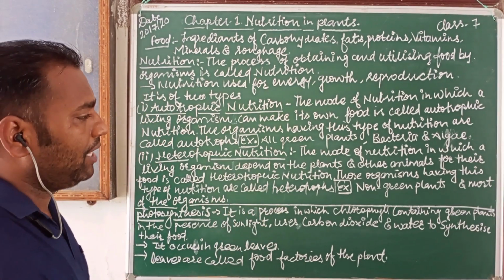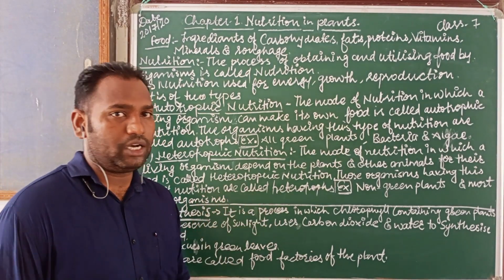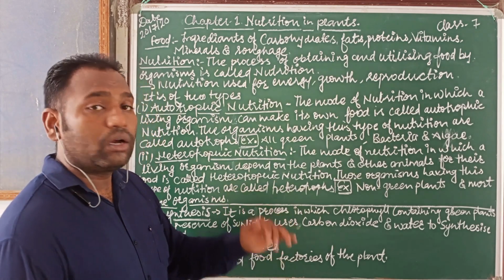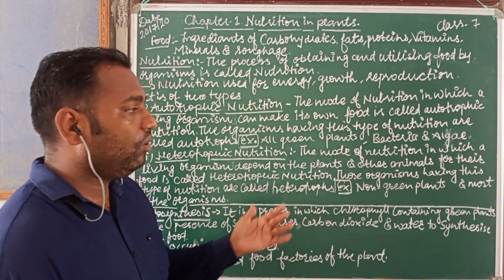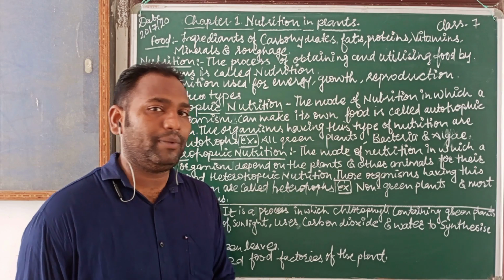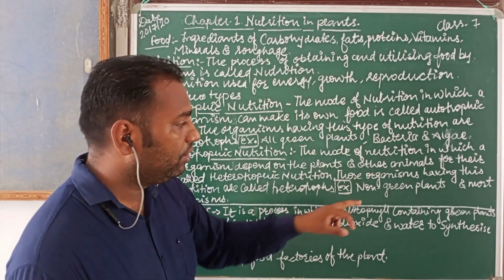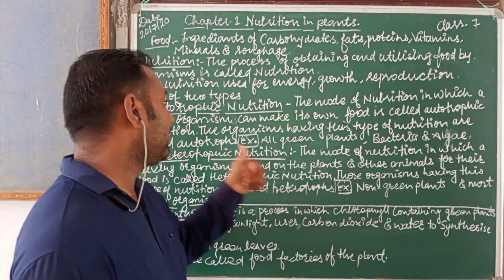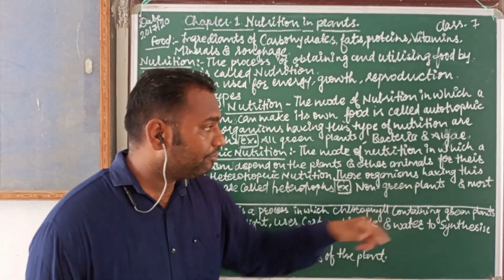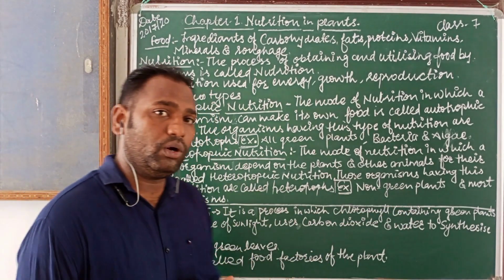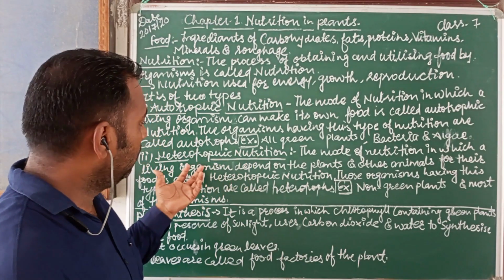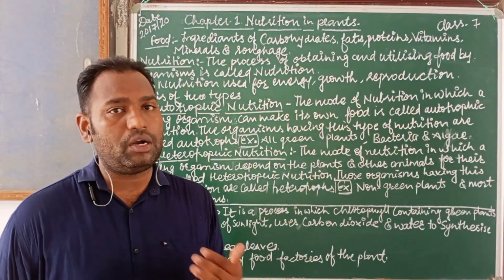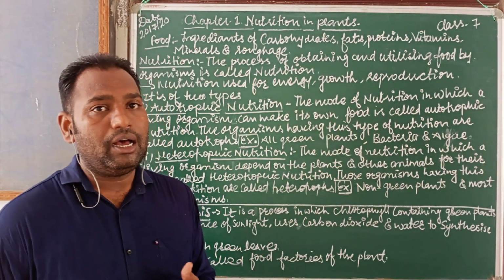Example: non-green plants. Non-green plants do not have chloroplasts containing chlorophyll pigment. Due to the absence of chlorophyll, they cannot synthesize their own food. So non-green plants are heterotrophs, and most organisms, including us, are also heterotrophic because we do not make our own food.